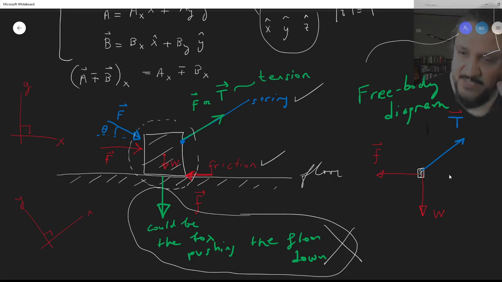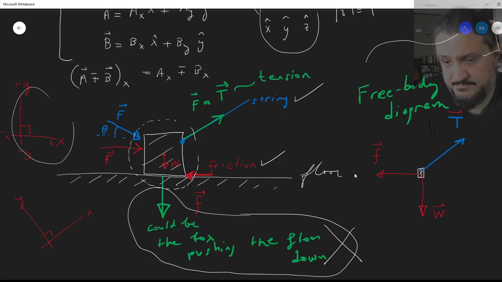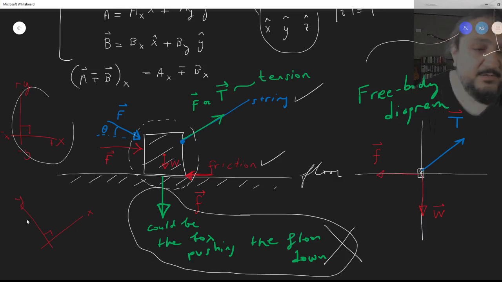Now in our case, we have 1, 2, 3 forces, and 2 of these forces, namely the friction and weight, are already lined up in the X or negative X, right? This is negative X, this is positive X, this is positive Y, this is negative Y. They are already lined up in the negative X and negative Y directions. So why don't I use this one, all right? As opposed to the one with the rotated coordinate frame.